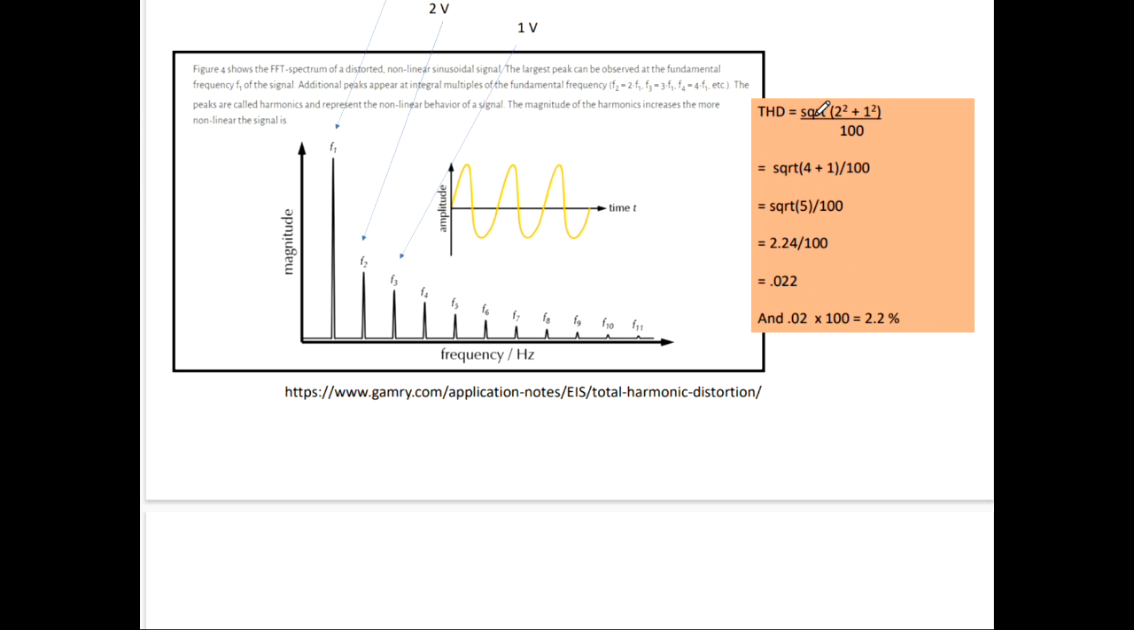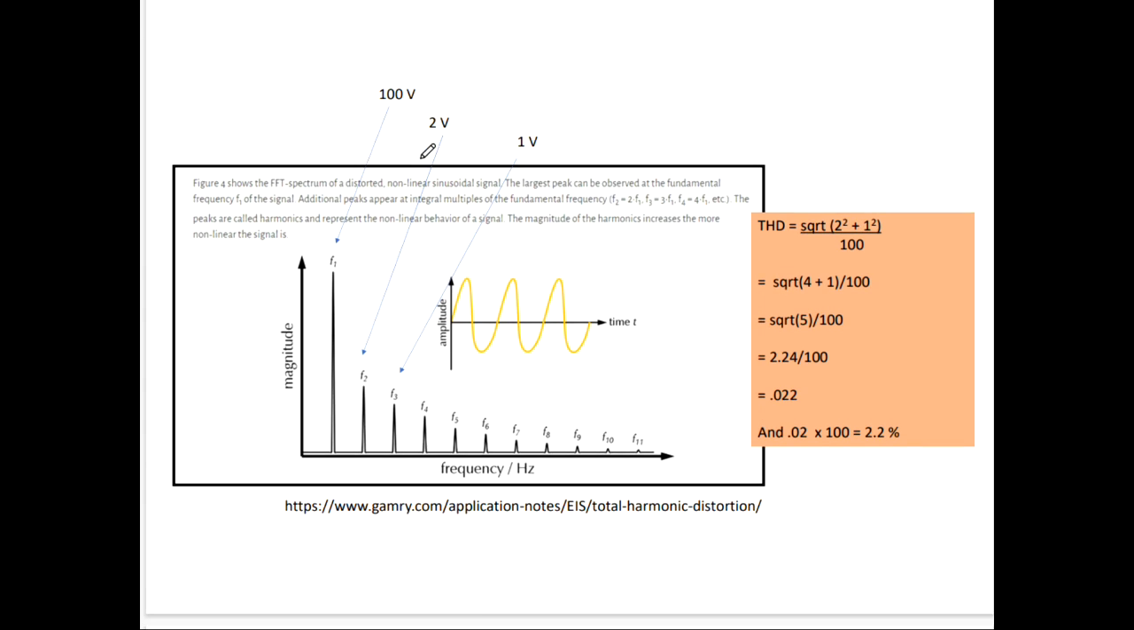So THD is the square root of 2 squared plus 1 squared, divided by 100. That's THD, not percent. We'll do the percentage in the end, but it will be times 100 for percent THD, okay? So 2 squared is 4. 1 squared is 1. So we have the square root of 4 plus 1, which is the square root of 5, still divided by 100.